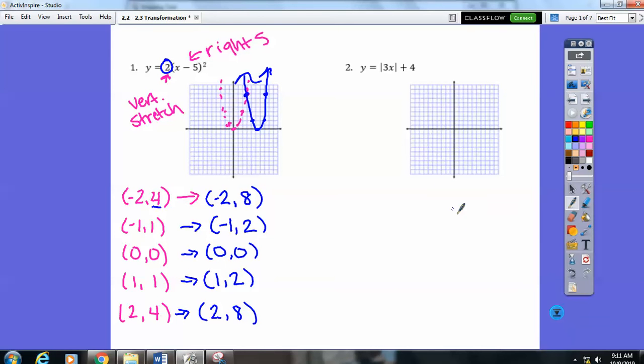Negative infinity, positive infinity. What would your range be? Bracket 0, comma, infinity. If I asked you where is that graph increasing? Bracket 5 to infinity, if we're going off the final one. Where is it decreasing? If I asked about the final one. Okay, let's look at problem 2.